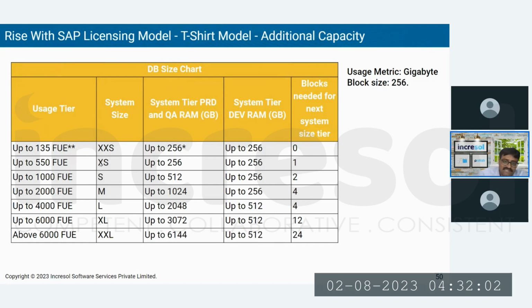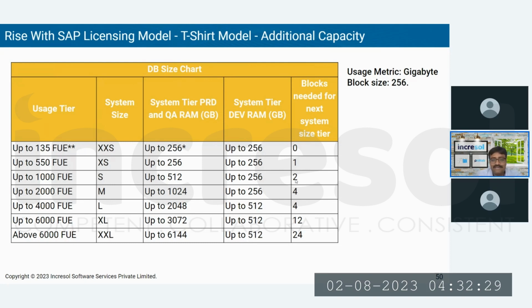So in case of XS, it is 256. If you want to make it 512, you need to buy at least one block of RAM, that's 256. Then with the XS only, with 550 FUE, you can still use the same t-shirt model. You can continue with the 512 GB RAM. But if you need to go beyond 512, then you need to change to the S category. So these RAM block additions are possible up to, not reaching, the next level.